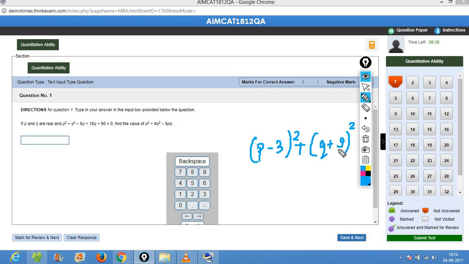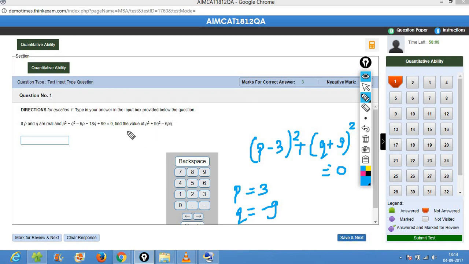So how much would it give us? This is 81, this is 9, so this 90 is also consumed while making the perfect squares, equal to 0. So the sum of two squares is 0. It is possible only when the individual squares are 0. So P has to be 3 and Q has to be minus 9. Okay, fine. So let's put these values in this part.